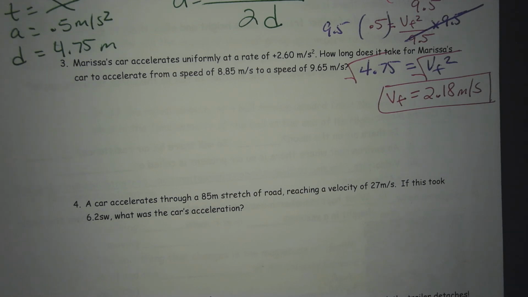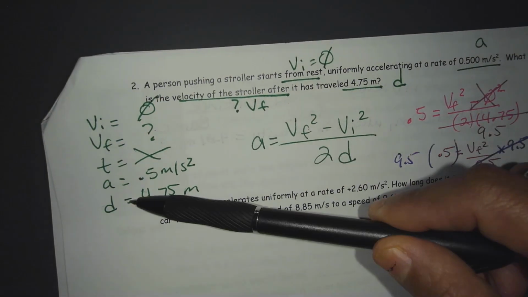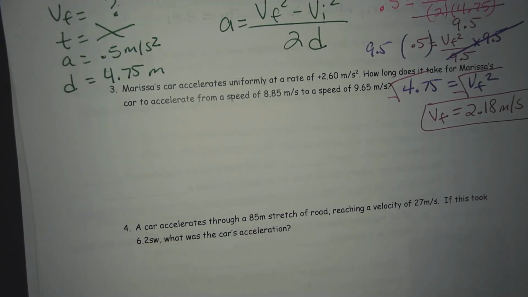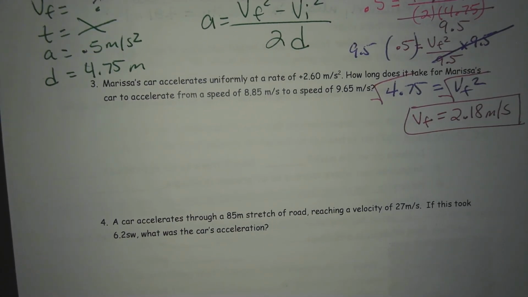Number 3. Now remember, this is what we call kinematics, and there are 5 variables in the kinematic equations, okay? So let's take a glance at these kinematics on question number 3. It says Marissa's car accelerates uniformly, okay? So she's speeding up at 2.6 meters per second squared.